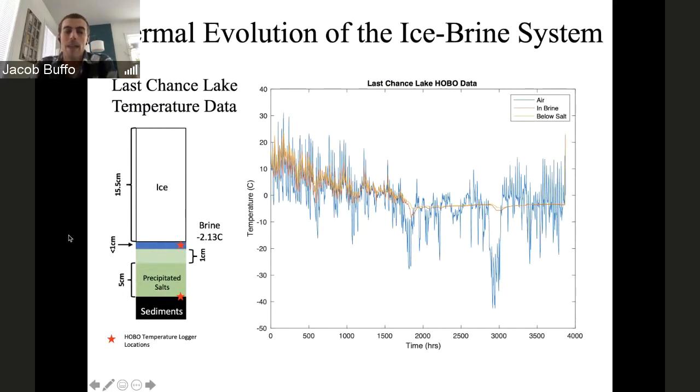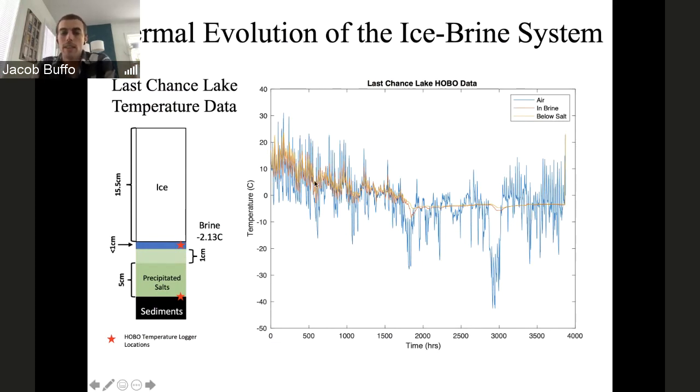So at this lake, when we were there in the summer and put in these temperature sensors, there wasn't any salt on the bottom of the lake, and then throughout the winter, as the ice started to form and saturated the brine underneath, because it's going to convect all that salt down underneath, it actually started to precipitate salts out at the base of the lake.